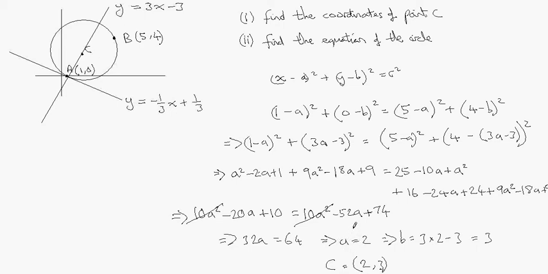And then we can use that to say that the equation of the circle is (x minus 2) all squared plus (y minus 3) all squared is equal to the radius squared.